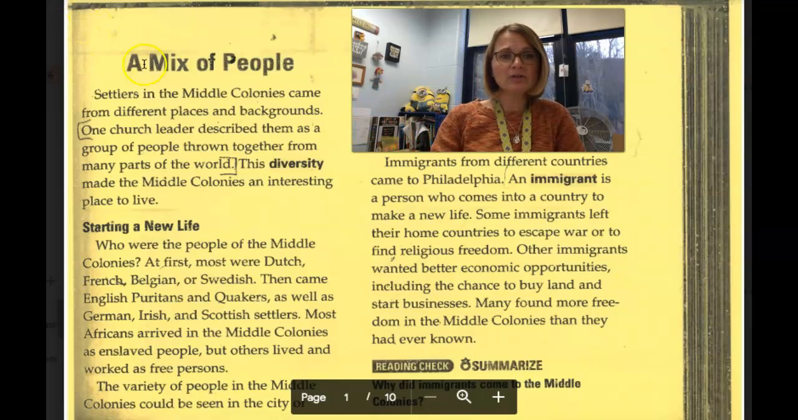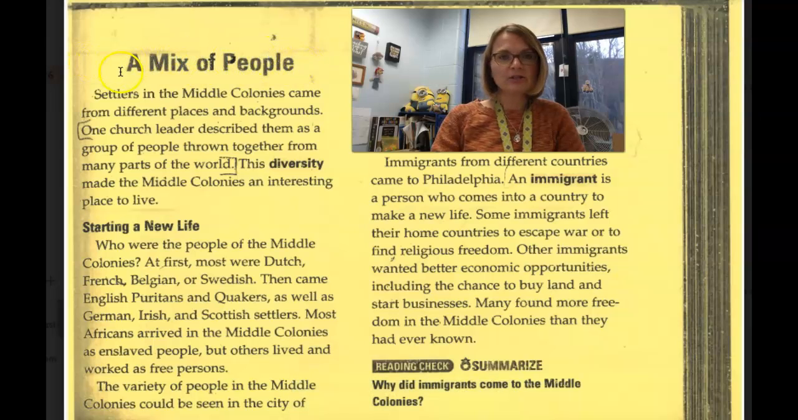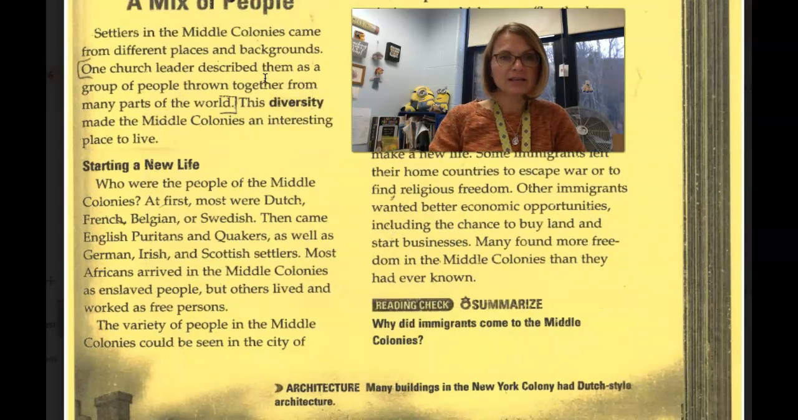So if I look here, a good strategy sometimes is to take a title and turn it into a question. So this says a mix of people. So I want to know, well, okay, is there a mix of people in the middle colonies? Why is there a mix of people in the middle colonies? So let's take a look at this together.